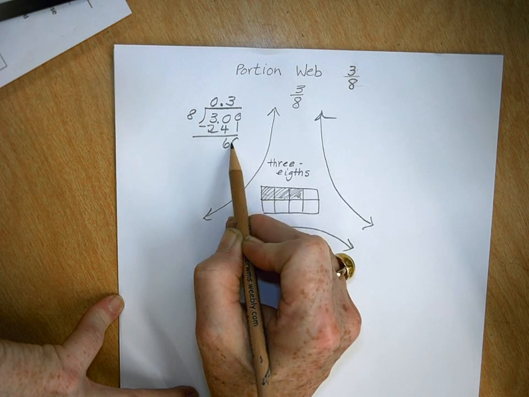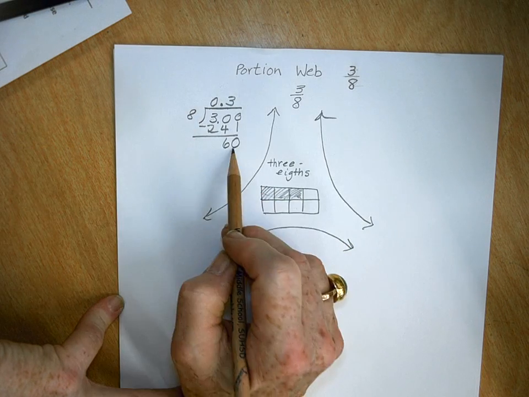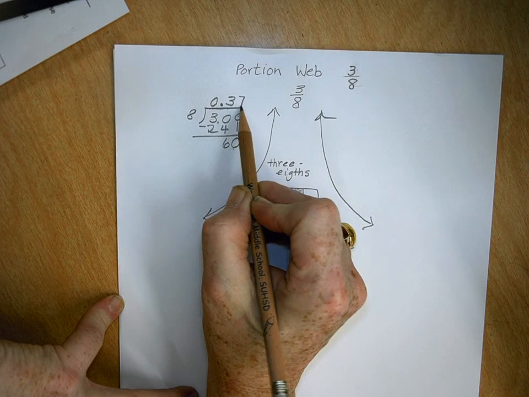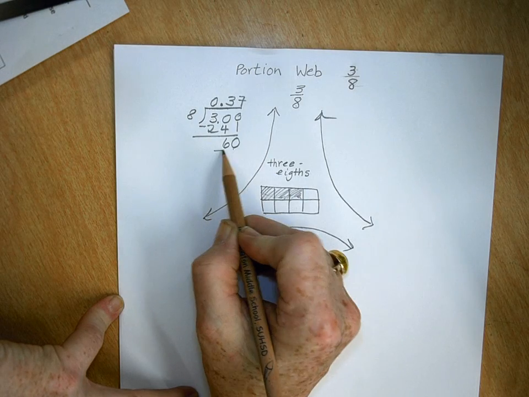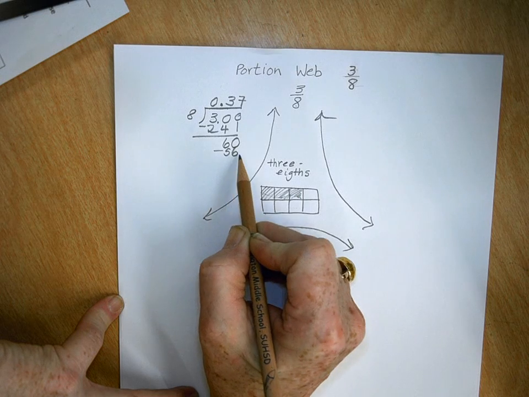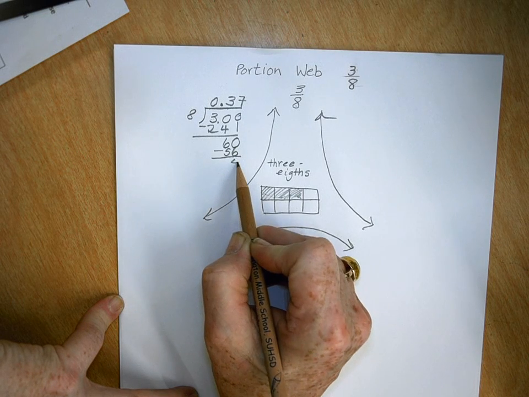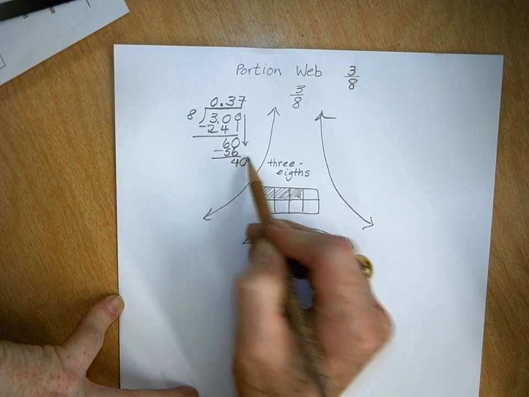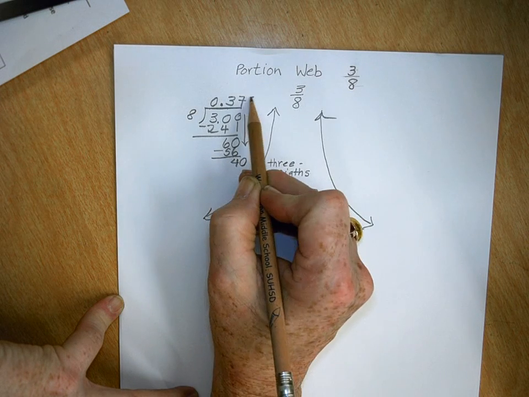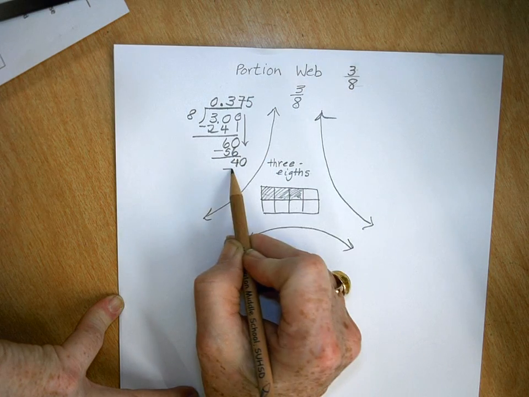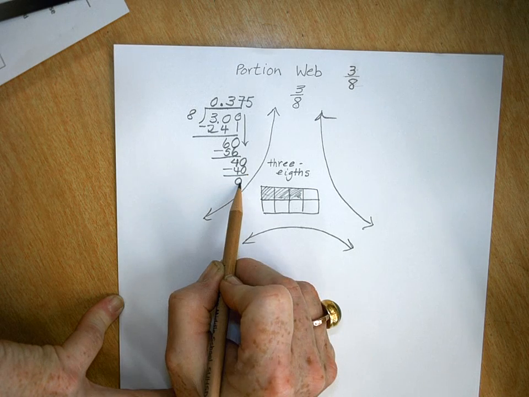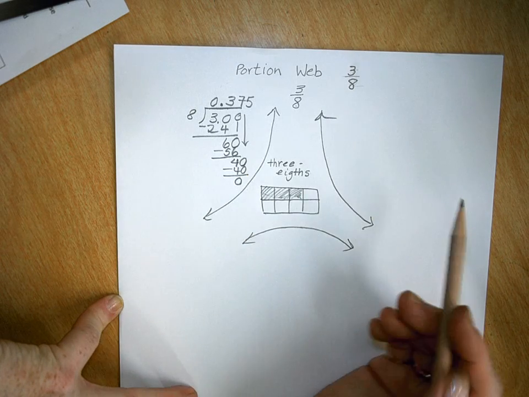Bring down another 0. I ask myself, how many times does 8 go into 60? And it goes 7 times. 7 times 8 is 56. I subtract that out. I have a remainder of 4. I bring down another 0. 8 goes into 40 5 times. I subtract that amount. I have a remainder of 0. That lets me know I'm finished, and it's a terminating decimal.